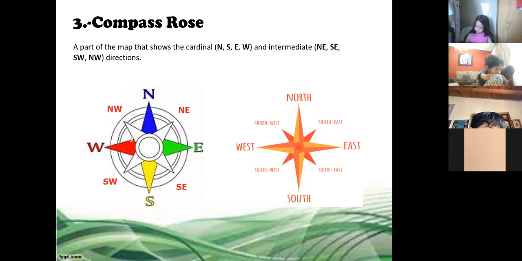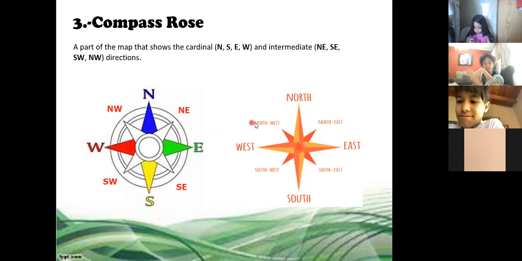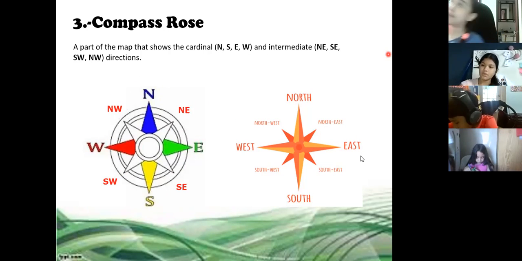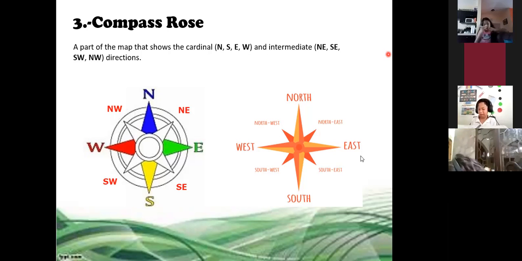N-W, that's right. So sometimes we can see a compass rose like this, just with the abbreviations, or we can find a compass rose with the complete word. So it's important for us to identify that this NE stands for northeast. This NW stands for northwest, because that's what it means. That is a compass rose, remember? It shows the cardinal and intermediate directions. We can find this on a map.